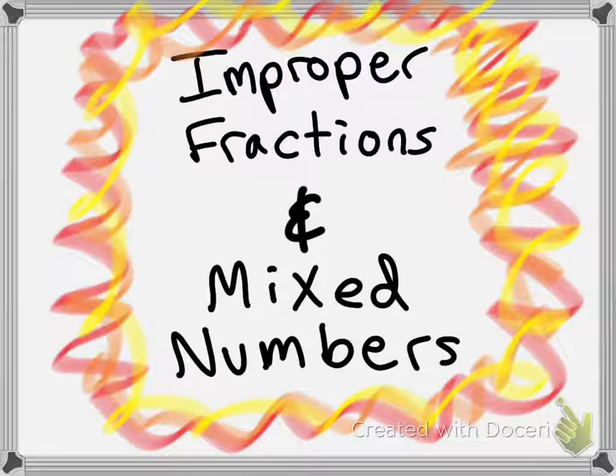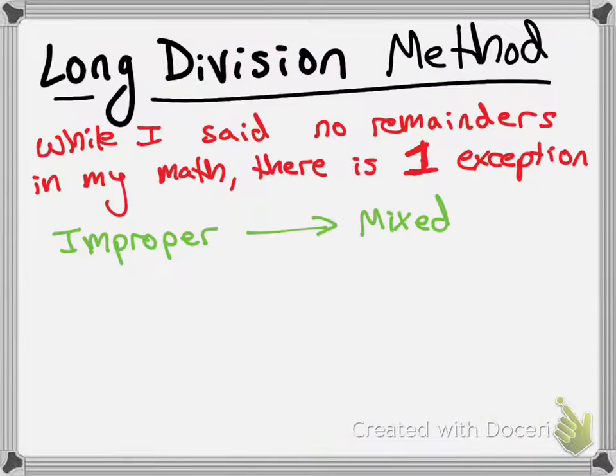Class, and today we are doing a quick review on improper fractions and mixed numbers. So, the first thing is that you can do the long division method. While I said there are no remainders in my math, there is one exception. And technically we're not doing a remainder, we're utilizing that remainder to tell us as a fraction what would be the best to make it into a mixed number.